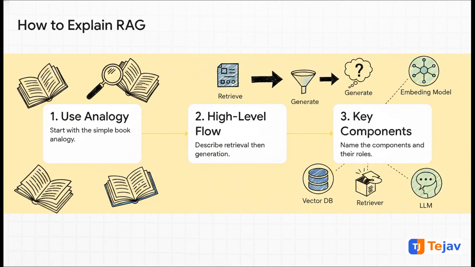2. Explain the high-level 2-stage flow. You retrieve first, then you generate. And 3. Name the key components, the embedding model, Vector DB, Retriever, and the LLM, and just briefly say what each one does. If you follow that structure, you'll sound clear, confident, and like you really know your stuff.